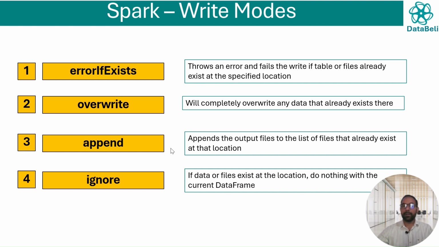And in case of append, it will not delete the existing data, it will append. Existing data will still be there, and more data based on that data frame will be added to that particular location or into that table. And in case of ignore, if the table or data already exists, it will do nothing. Nothing means it will not delete the target data, and it will also not overwrite the data. It will not throw an error also. So silently it will complete the code.